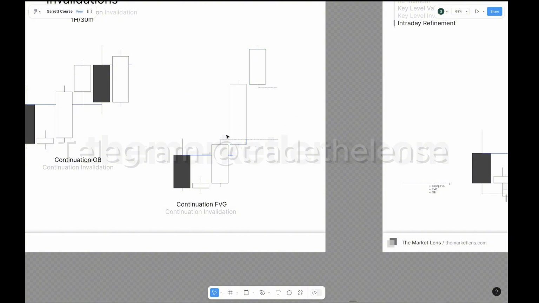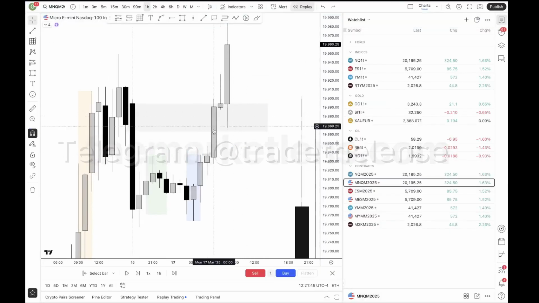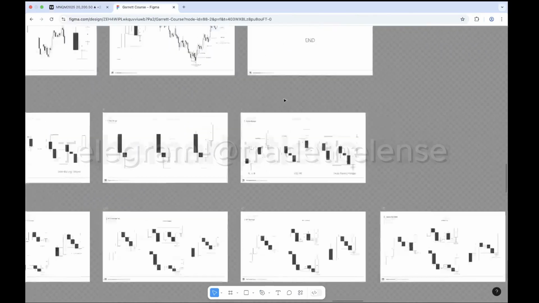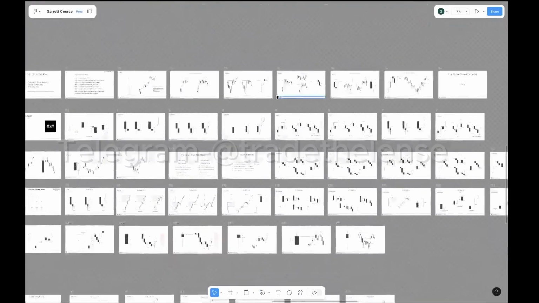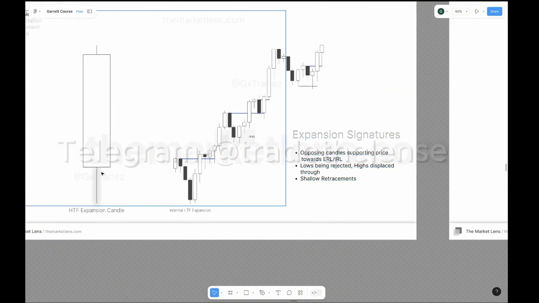So therefore, these fair value gaps in premium need to hold, right? So these fair value gaps, right? We don't want to see price come all the way down here, retest it, before taking out this high. That's really invalidation, right? When you think about continuation signatures within expansion, you want to be within an expansion candle.